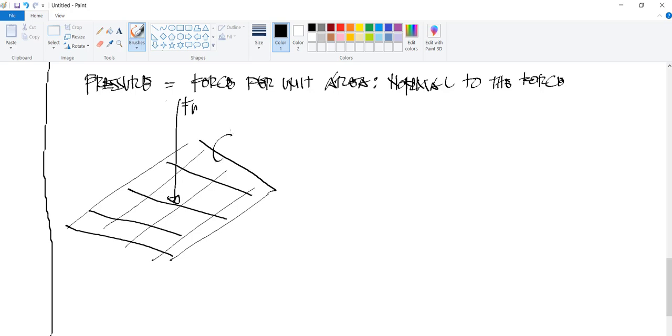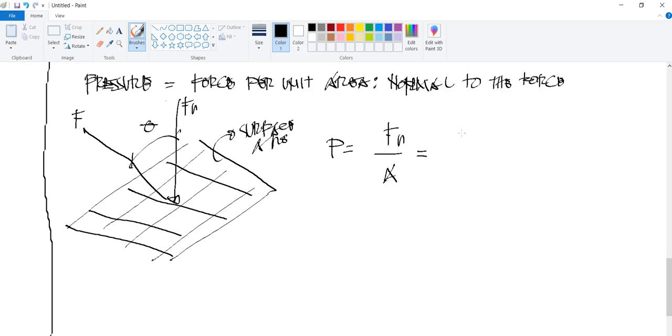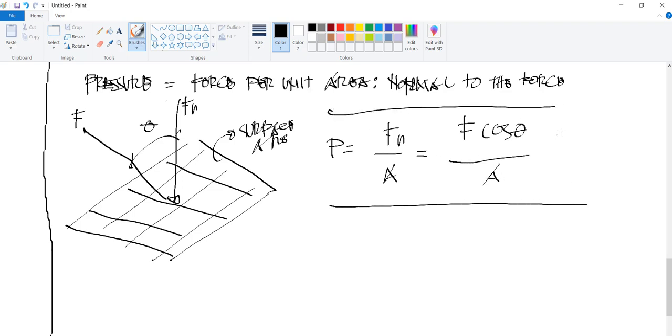So if this is your surface area, and the force is not normal, if you have a force acting on this side, then we have your angle theta. The pressure can be expressed as force normal divided by your area, or force times the cosine of theta divided by your area. So that will be the definition.